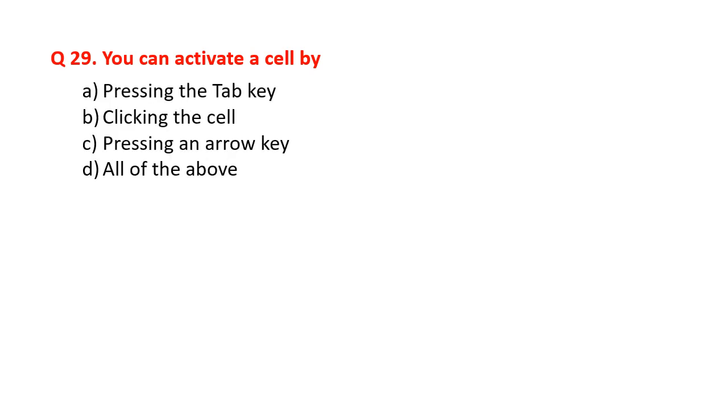Option A pressing the tab key. Option B clicking the cell. Option C pressing an arrow key. So we can activate a cell by all of these options. So all of the above is the right answer, option D.